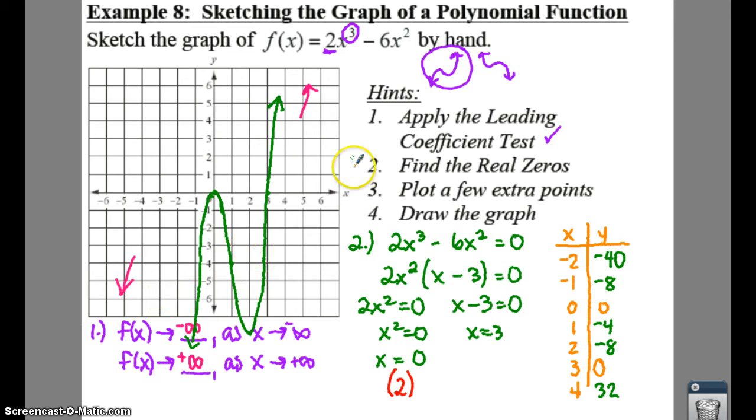Here is your graph. So that is how you can use your leading coefficient test, finding some of your zeros to help you out, and then plotting some extra points to graph your function.